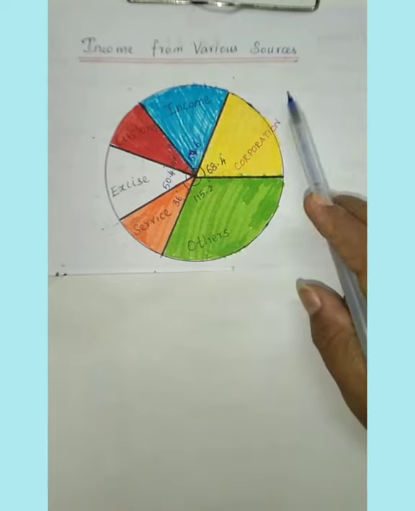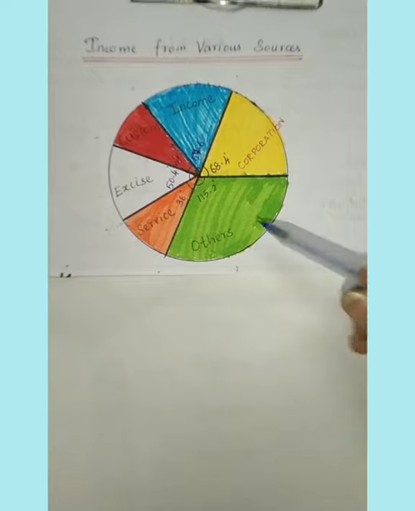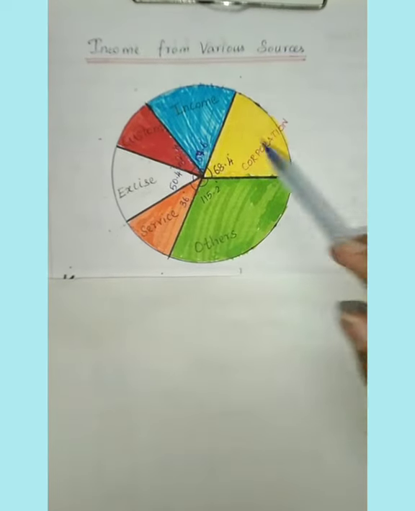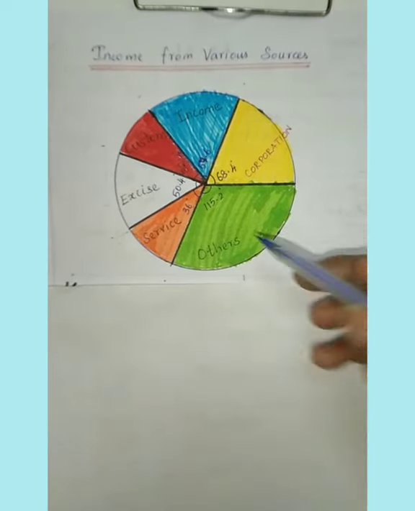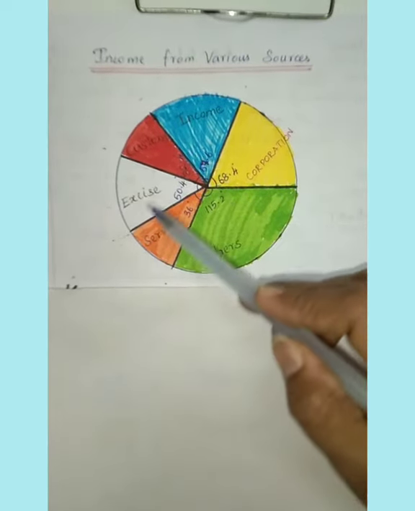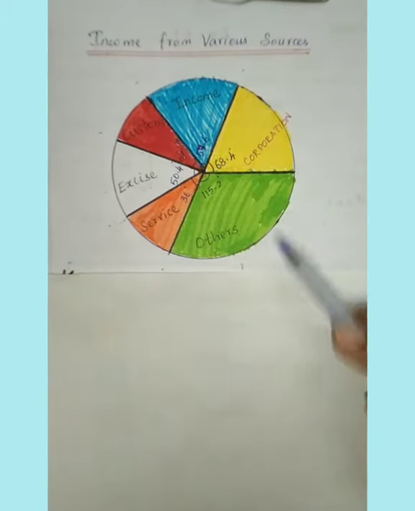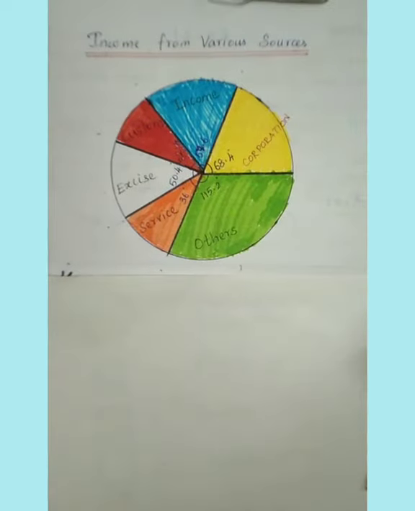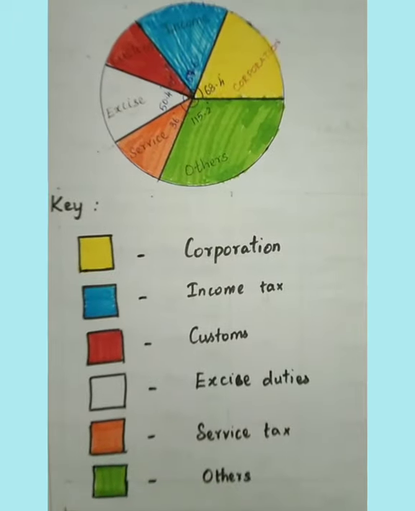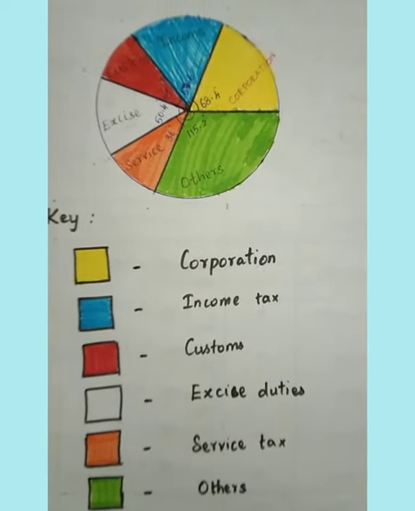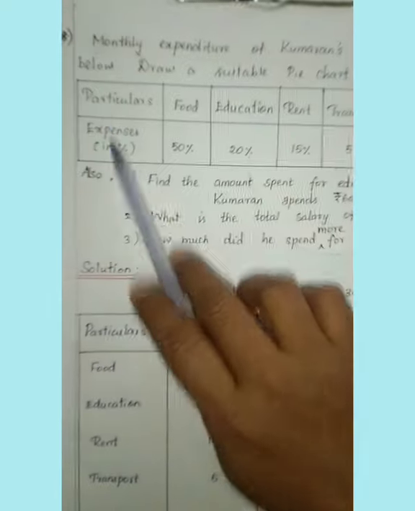You can give the heading for the diagram: income from various sources for Government of India. And for differentiating, we have given different colors. And inside the circle, you can write the income, that is corporation, income tax, customs, excise duties, service tax and others. Whatever given in the question, you can write all that inside the diagram. After that, we can write key. That's all.